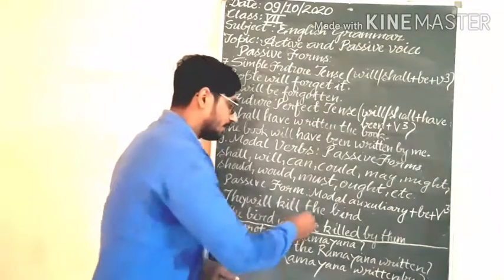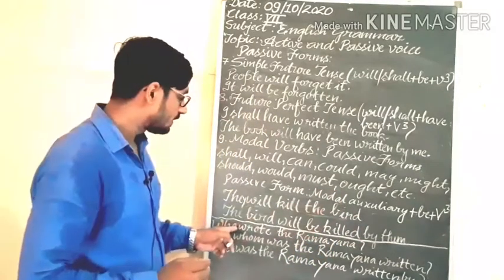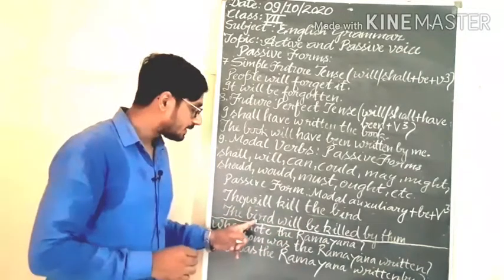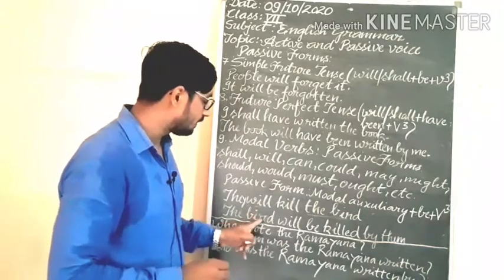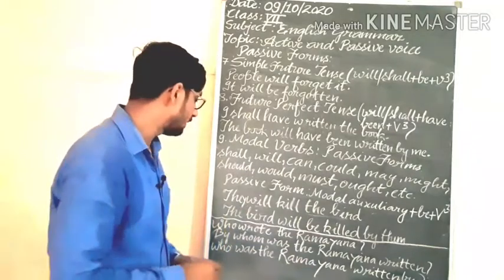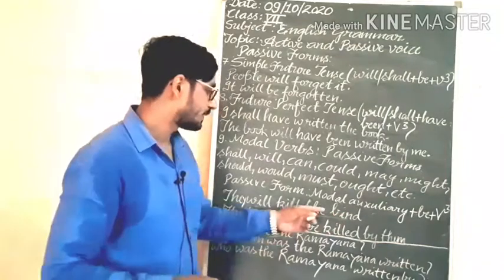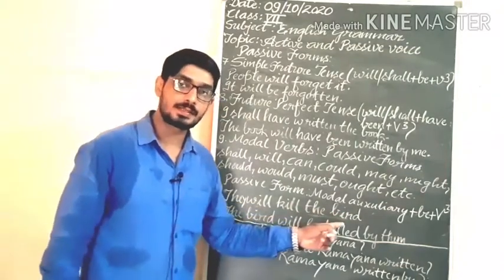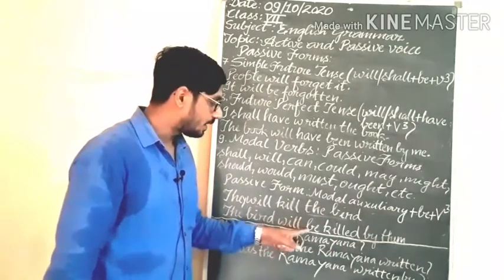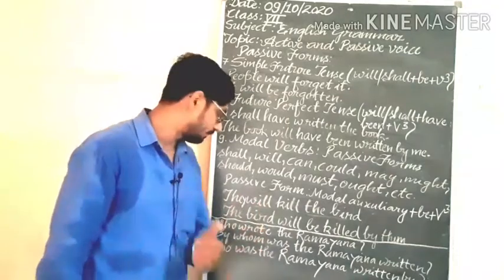So first we will find out the object. The object is the bird. So we will put the bird first. Afterward, the bird is here as a subject. So the bird will be killed by them. The bird will be killed by them. So what will we do first? We will choose the object of the active voice as the subject in passive voice. Afterward will, then the be form, be, afterward main verb third form, then by them.